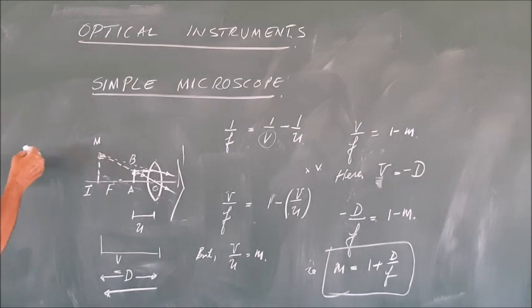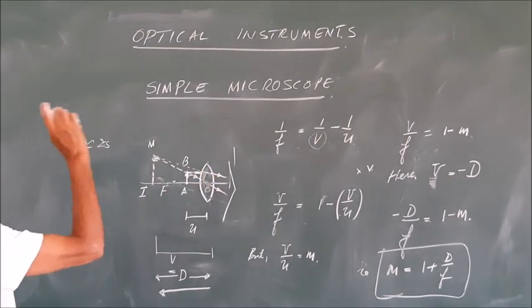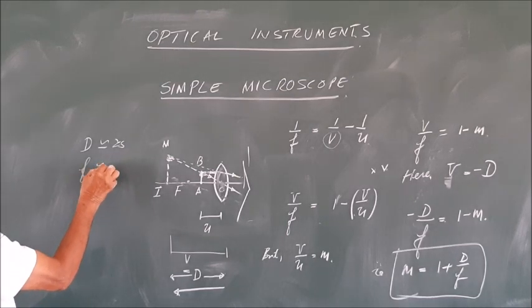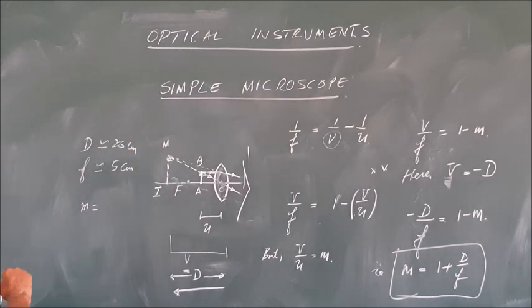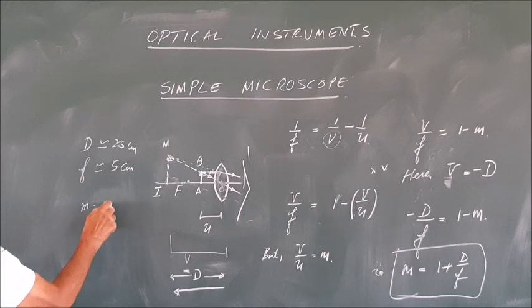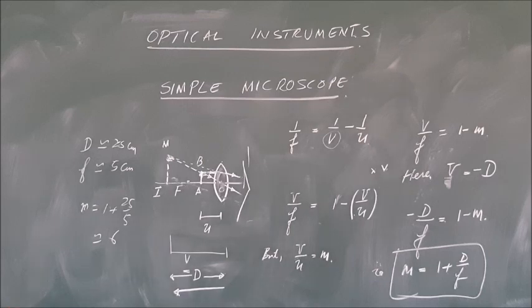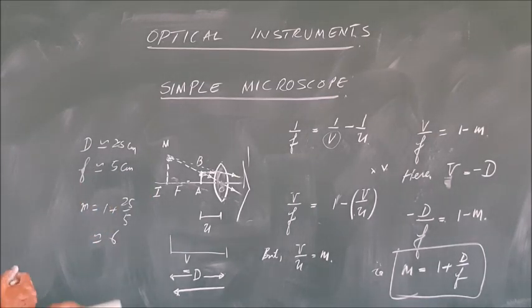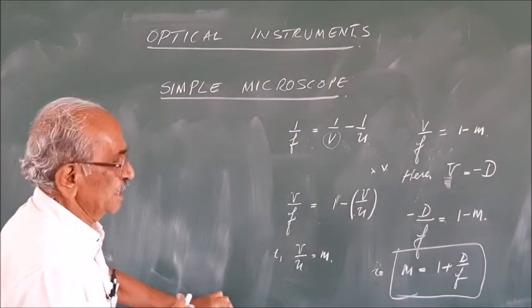Now if you observe that expression, we know that D is around 25 centimeters. Usually the simple microscope lenses, the reading lens, would be of the order of 5 to 6 centimeters focal length. So the magnification, if you work it out, is 1 plus 25 by 5, around 5 to 6. That's not very great, but for the purpose of reading small printed letters, that is possible. To achieve greater magnification, we go on to the compound microscope.